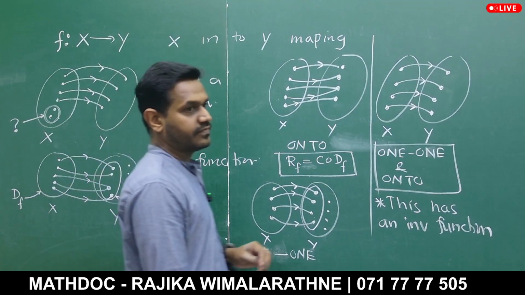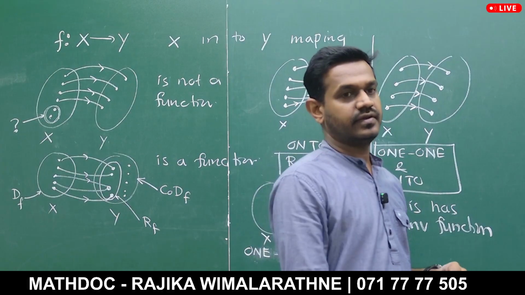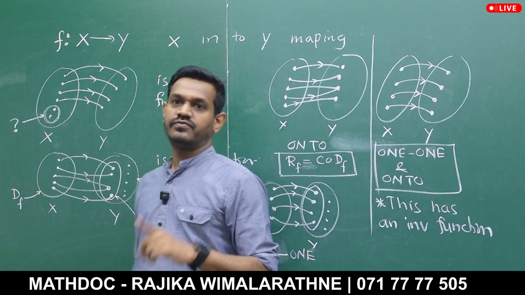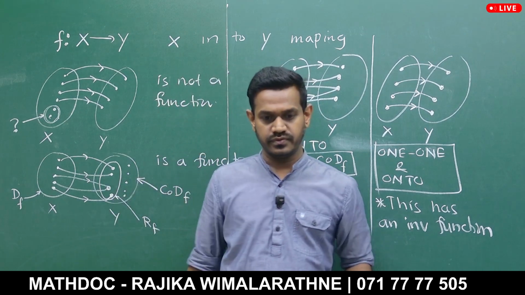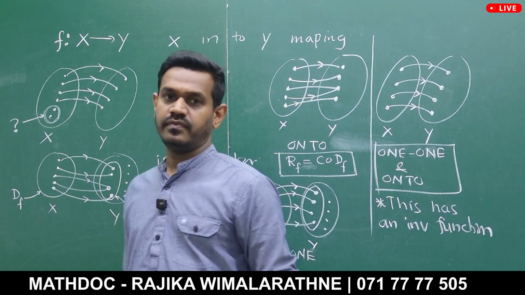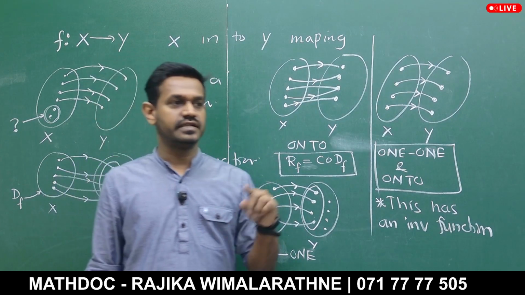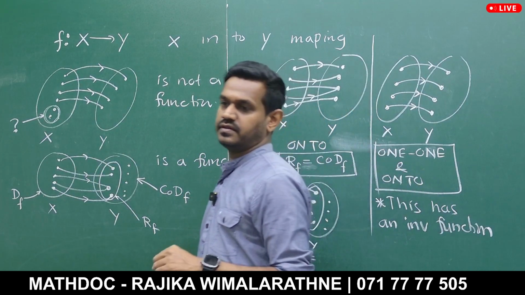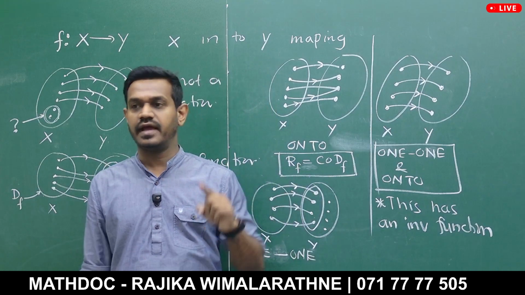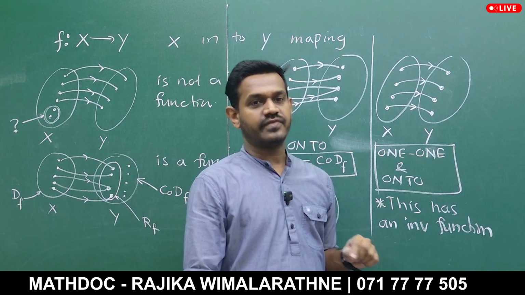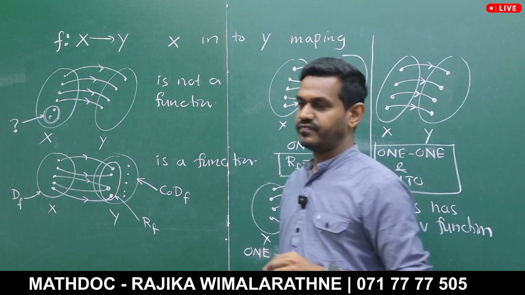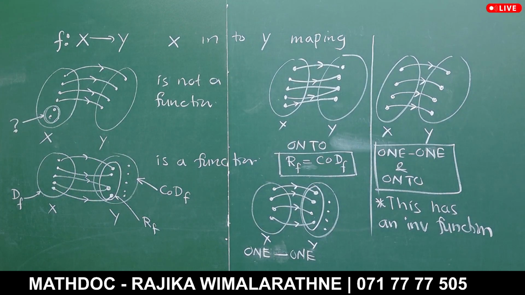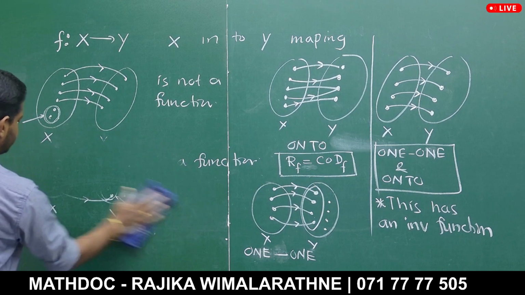Another star mark, write down. If a function is 1 to 1 and onto, that function can have an inverse function.